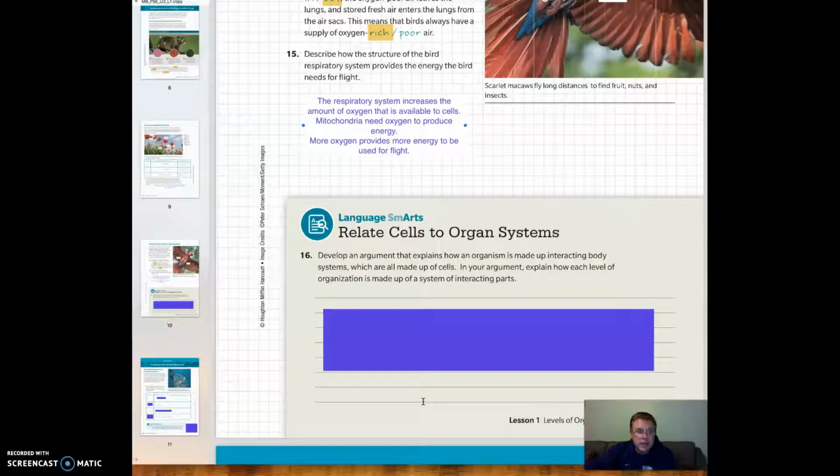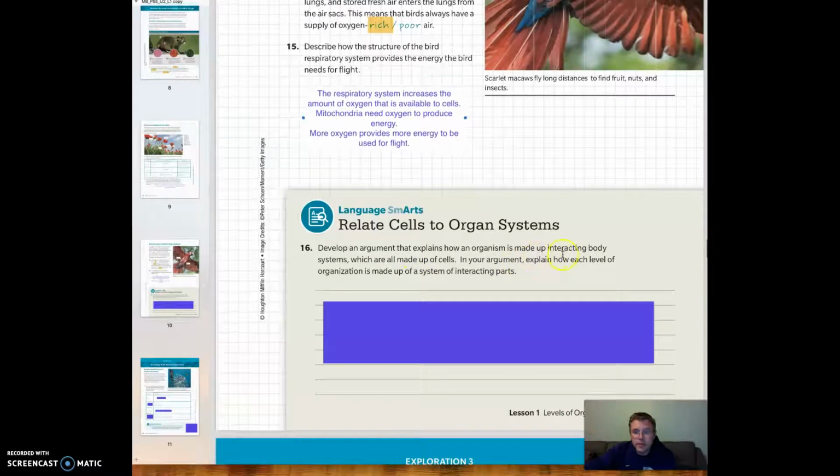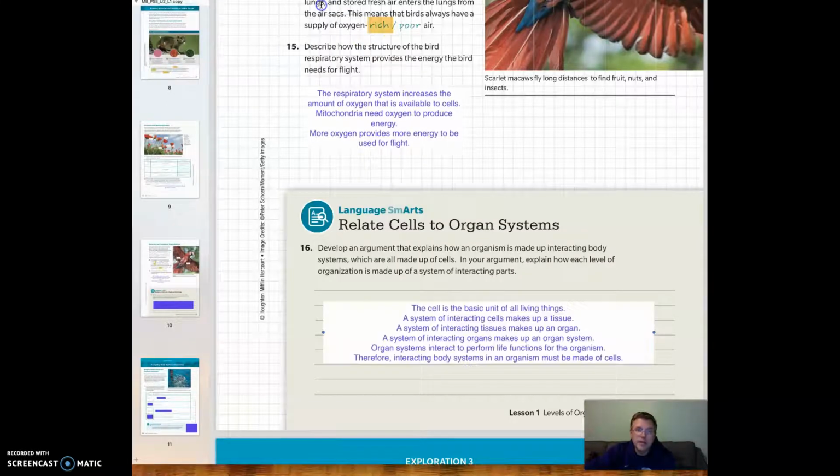Let's see, next part, relate cells to organ systems. Develop an argument that explains how an organism is made up of interacting body systems which are made up of cells. And it says explain how each part of the organization is made up of a system of interacting parts. Well, basically the big thing on this is that you just need to make sure that you have that hierarchy from cells all the way up to organ systems and organisms, right? So start off with a part of the cell theory. The cell is the basic unit of all living things. Okay, so we start with cells.